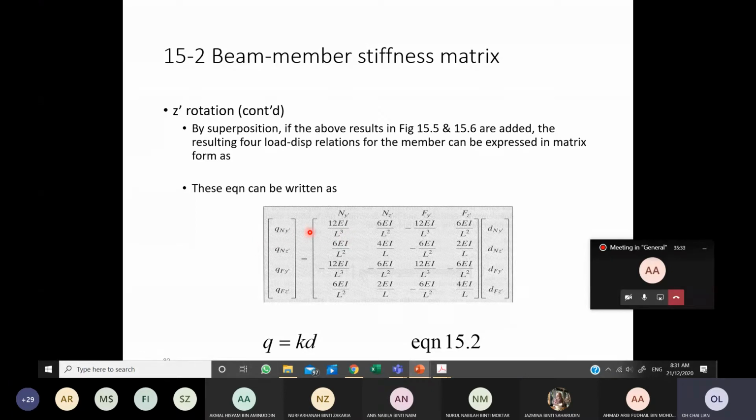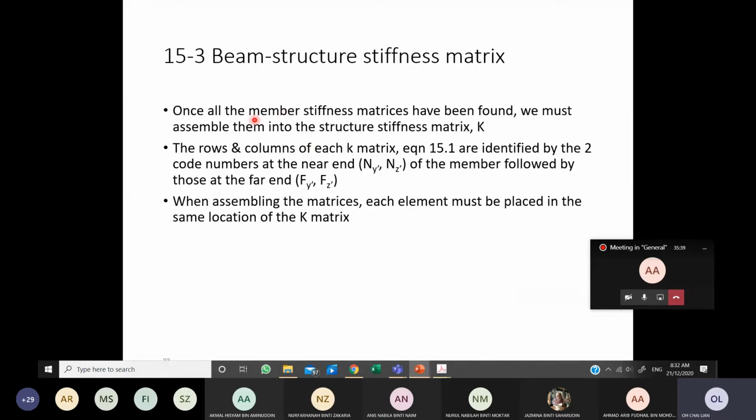Like for example, member 1 and member 2 are the same, then K1 and K2 are the same. So this deals with the element. Once all these member stiffness matrices have been found, we need to assemble them into a structural stiffness matrix, because we want to solve at the global level. We don't want to solve element by element. So we need to gather them into a structural form, meaning for the entire structure.